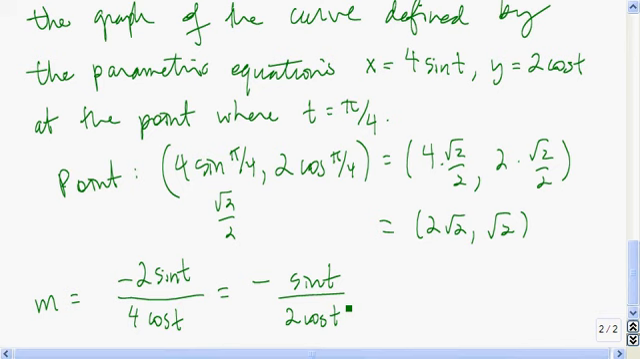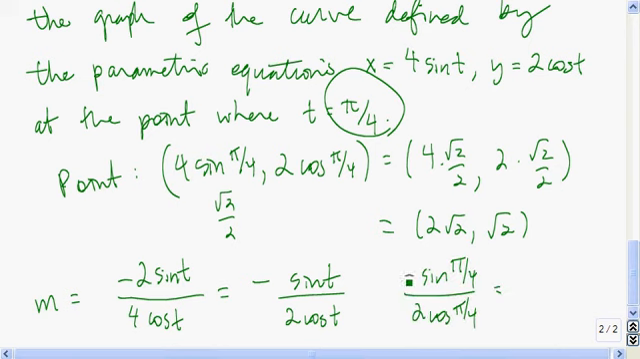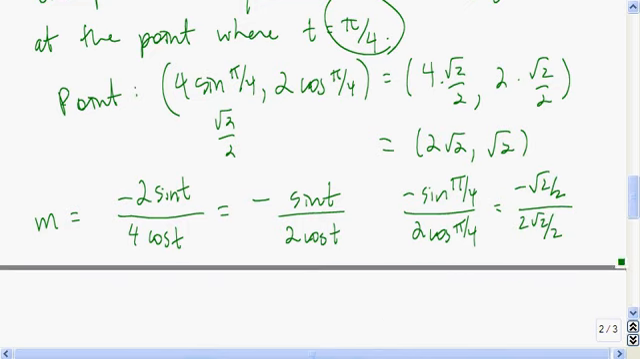All right, now we want the slope at the point where t is equal to pi over 4. So our specific slope is going to be negative sine of pi over 4 over 2 cosine of pi over 4. Okay, so that's negative root 2 over 2 divided by 2 root 2 over 2. So that's the numerator times the reciprocal of the denominator.